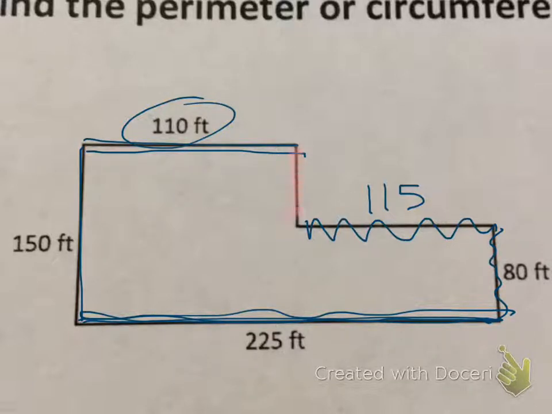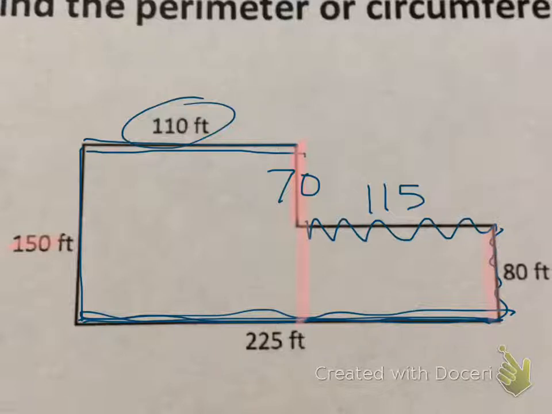Then likewise, I have to find this piece right here. I know that the whole length across here is 150. So if I know that this piece right here is 80, then I can go 150 minus 80 and I can get 70 for this length right here. So now that I know all of those pieces around the outside, I can add them all together to get my perimeter.